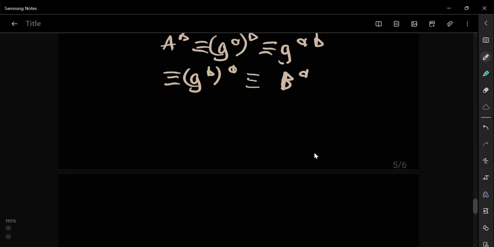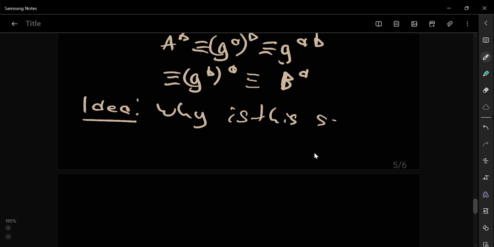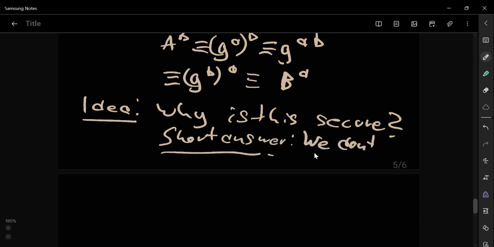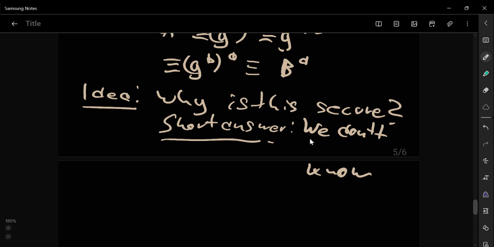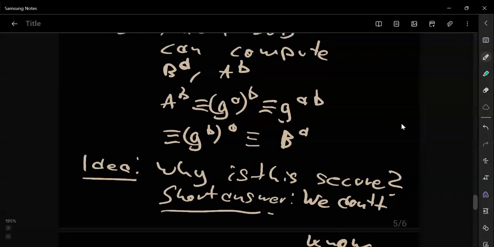And why is it a secret? Why is this secure? Why does no one else know of this common secret, even though P and G are public? The short answer is we don't know. That's because no one has managed to find an efficient algorithm to compute these numbers if you haven't got these numbers a and b, which are obviously private.